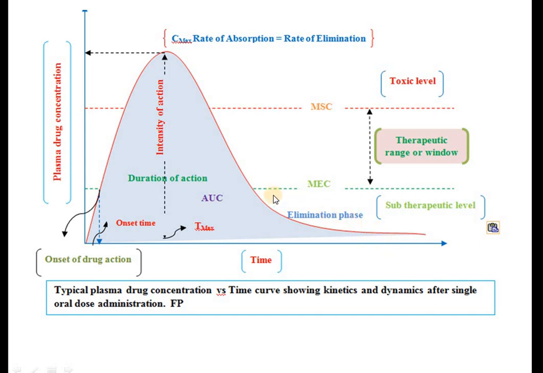Okay, is that clear? Now see the vertical line. If you draw a vertical line from x-axis up to a maximum concentration, that vertical line will show you the intensity of action.